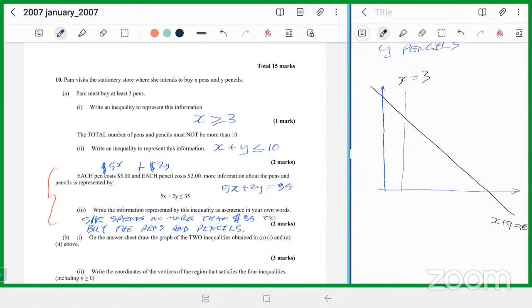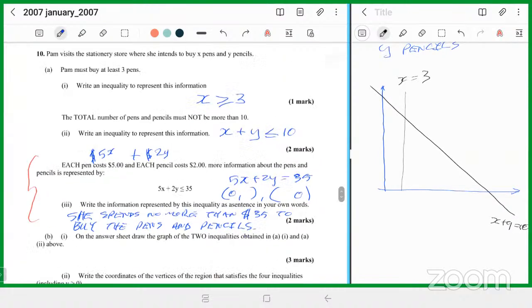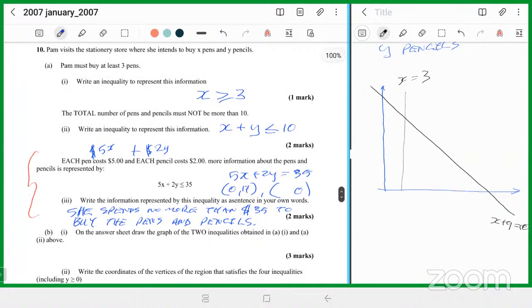And that will be another negative gradient line. If we put in 2 points on it quickly, we would have x equals 0, y equals 0. So you put in x equals 0, you get 2y equals 35. 35 divided by 2 is 17.5. And then where y equals 0, you're going to get 5x equals 35, which means you're getting 7.